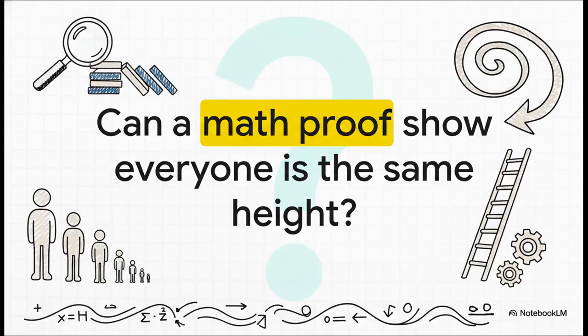But first, let's start with a puzzle. Do you think a totally rigorous mathematical proof could be used to show that every single person on Earth is the exact same height? It sounds absolutely absurd, doesn't it? Well, today we're going to walk through a seemingly logical proof that claims to do just that. Let's see how it's built.